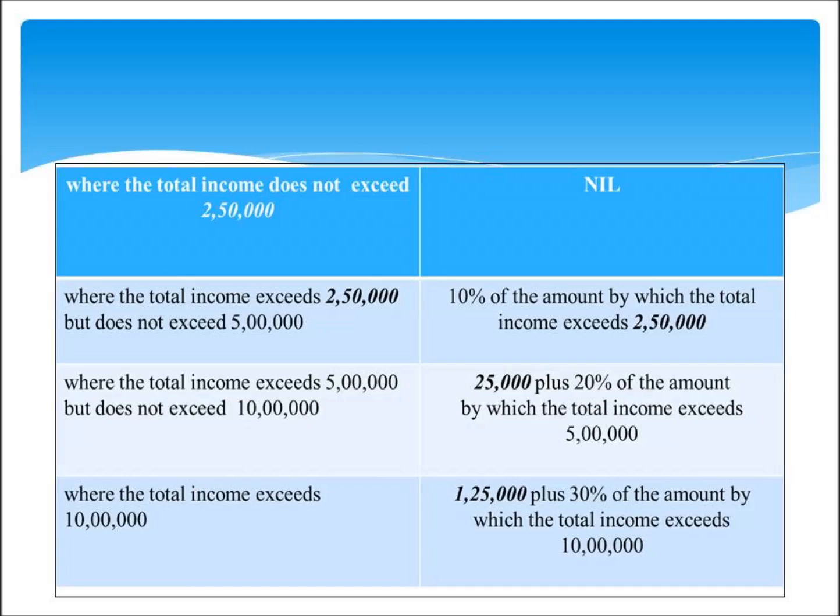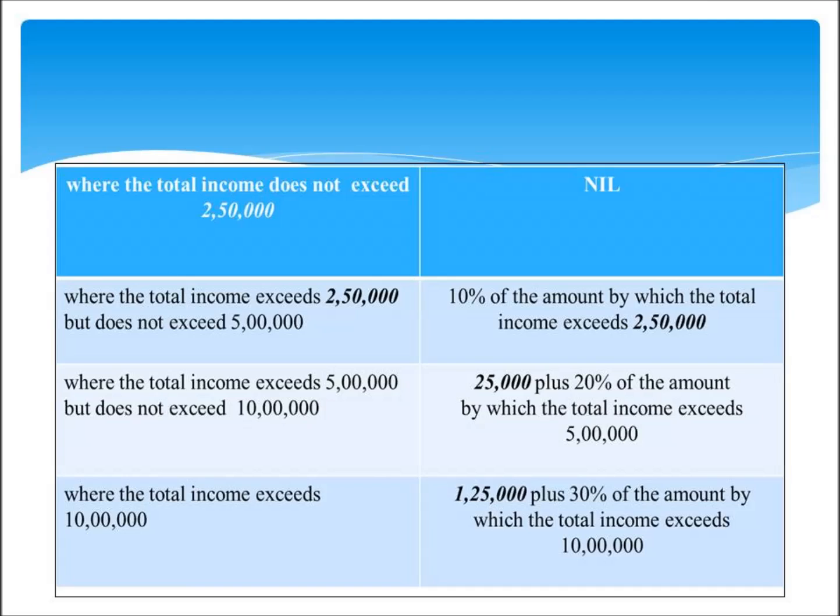When my income exceeds 2,50,000 and is within the range of 5 lakhs, that is, my income comes within the range of 2,50,000 and 5 lakhs, then I'll be liable to pay 10% of the amount by which the total income exceeds 2,50,000. Just pay attention to this point, what is given.